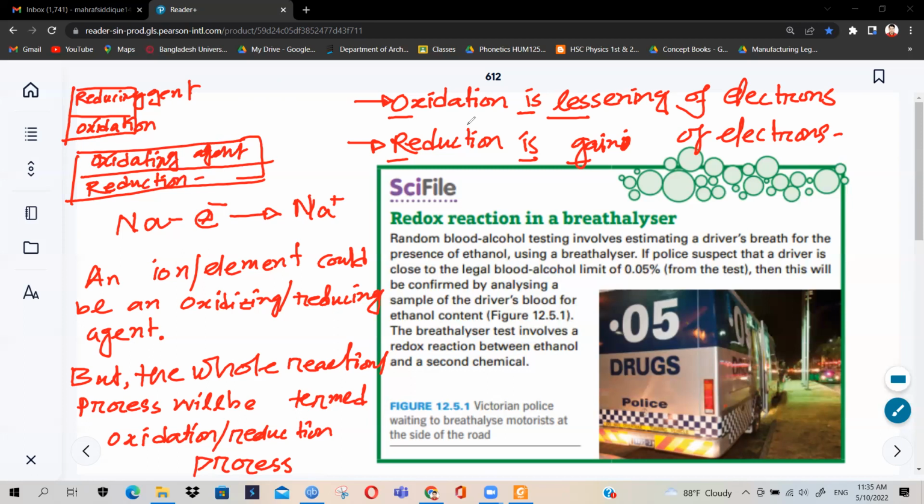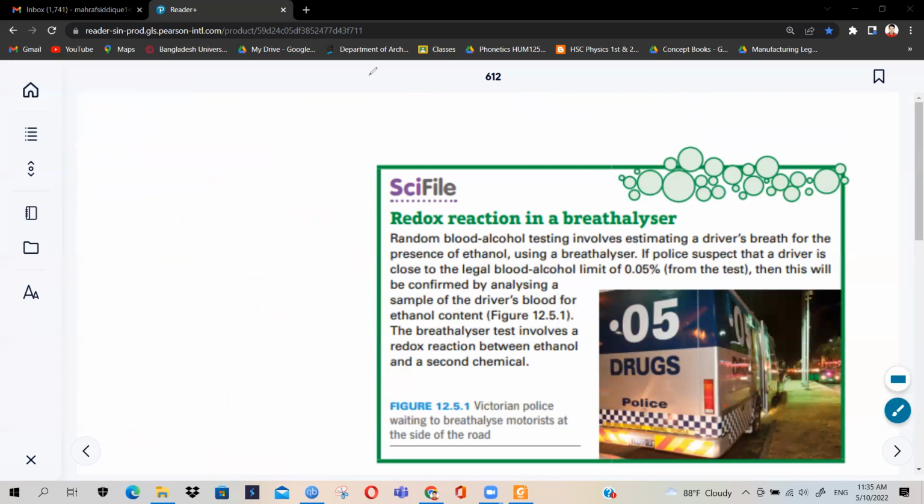All right. So now, what is this? What will be this process? Tell me. That would be a reduction process. Excellent. It's a reduction process because there is a gain of electron.